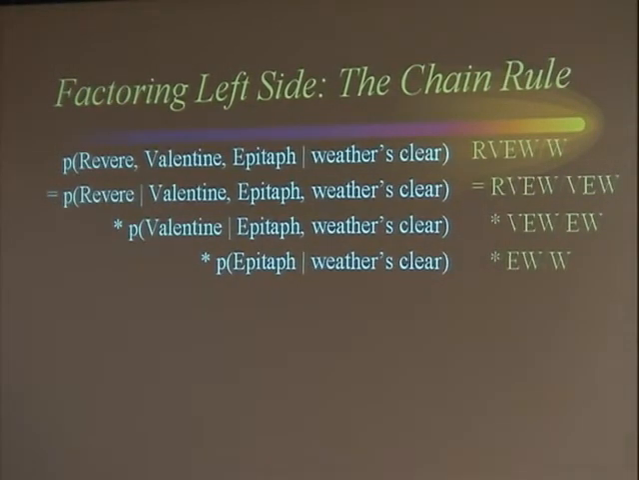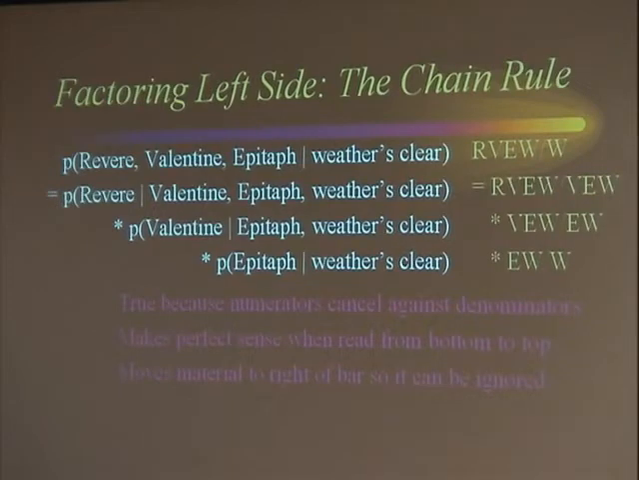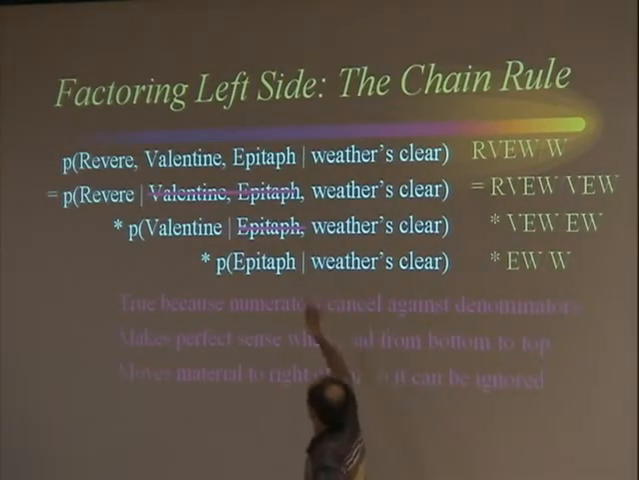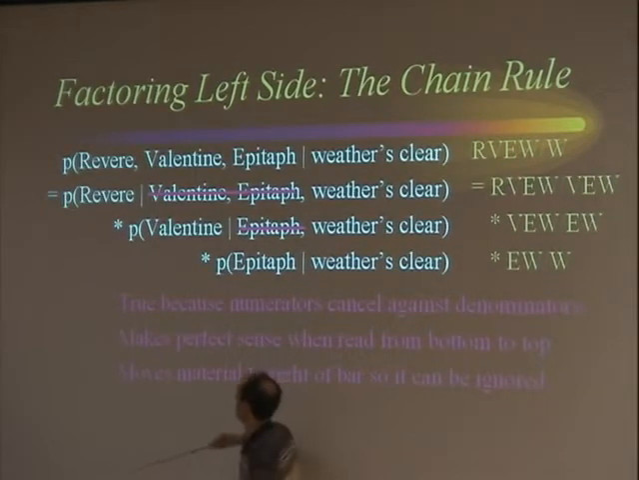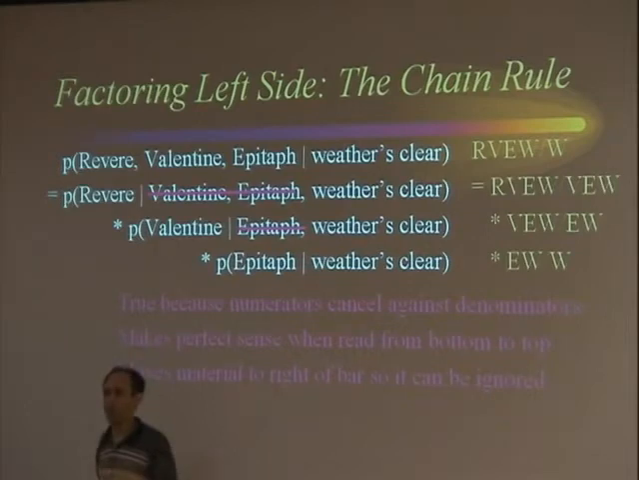Okay. So why did we bother to do this? Well, once we've moved stuff to the right of the bar, then we can back off. So we can play that game. So now we're estimating the probability of these three horses being in the respective positions by a product of three independent predictions. What's the probability Epitaph will be in third place, that Valentine will be in second place, that Revere will be in first place, and we pretend these are all independent of each other.